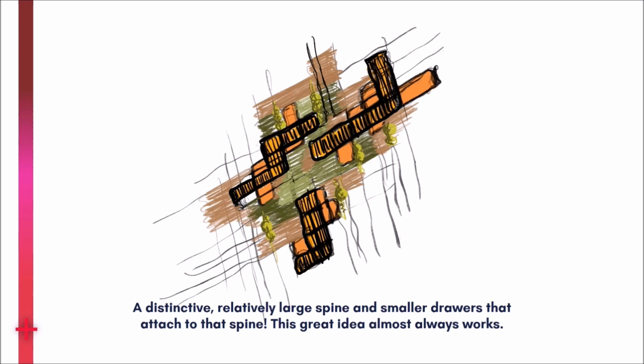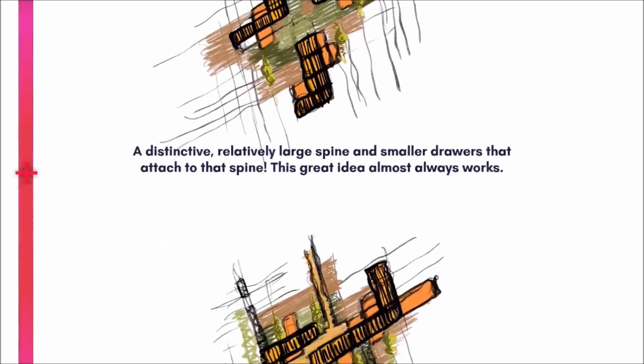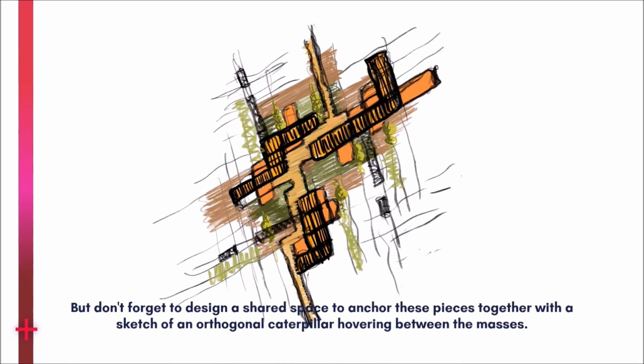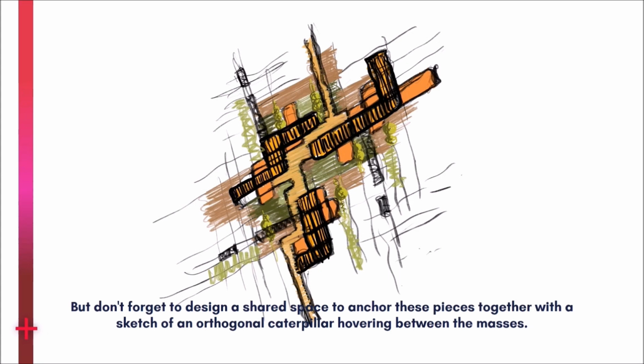A distinctive, relatively large spine and smaller drawers that attach to that spine. This great idea almost always works. But don't forget to design a shared space to anchor these pieces together with a sketch of an orthogonal caterpillar hovering between the masses. Now watch the sketching video and practice.